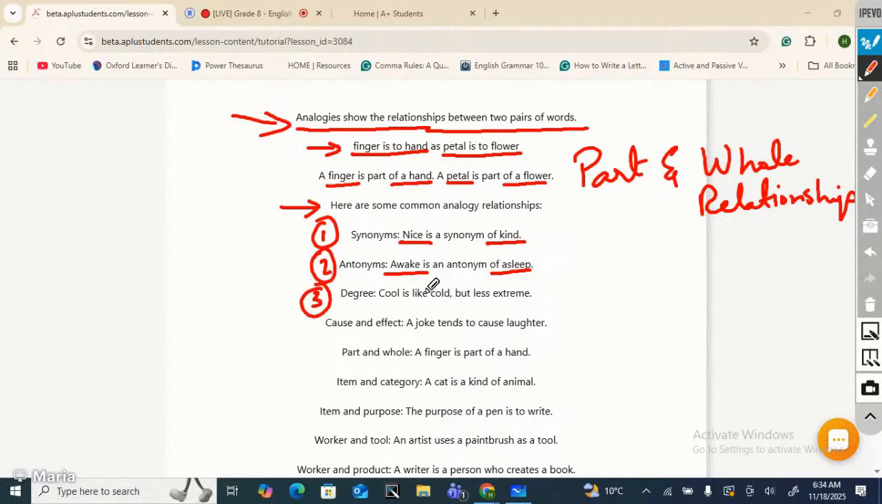Number three, degree. Cool is like cold but less extreme in degree. So two words can have this kind of relationship as well.